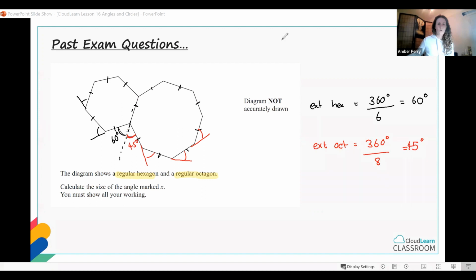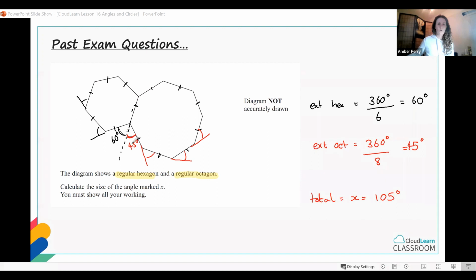Okay, so now I can just find my total, and my total is simply going to be those 2 angles added together. So the total value of X equals 60 plus 45, which is 105 degrees. Okay, so you can see how using the exterior angles there made that question really quick.